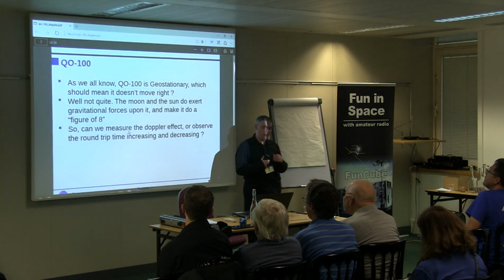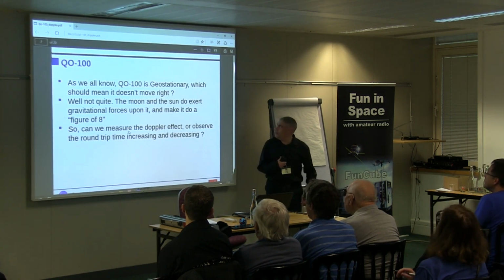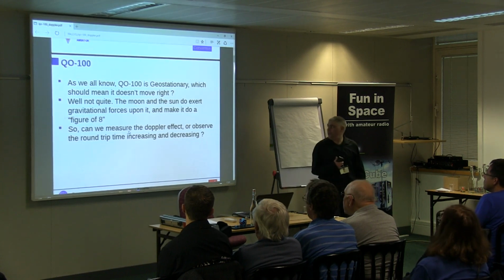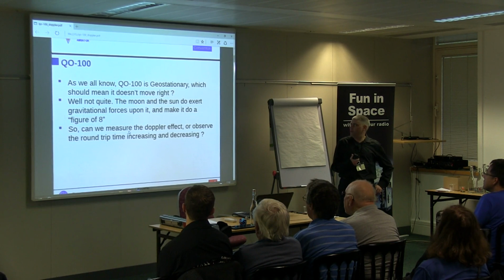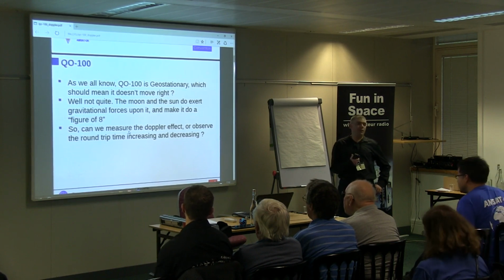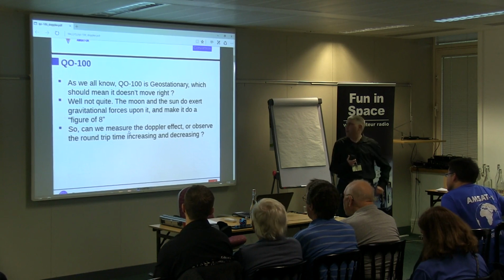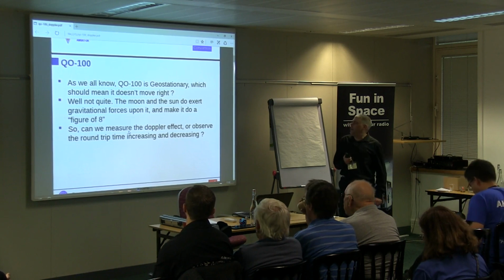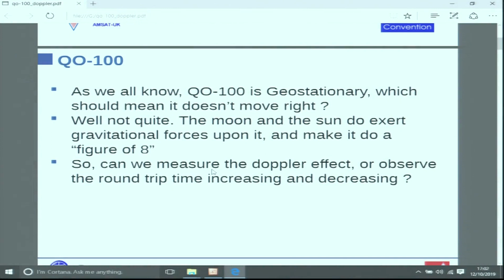So first of all, QO-100. As we know, it's geostationary, which should mean it doesn't move, right? Well, that's not quite right. The moon and the sun do exert gravitational forces on it, as do other things, and they make it do a figure of 8 around its orbital slot. So the question came, can we measure the Doppler effect, or observe the round trip time increasing and decreasing?